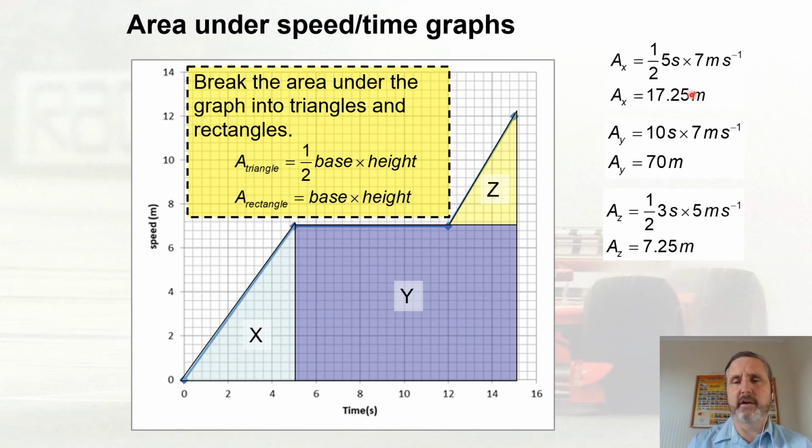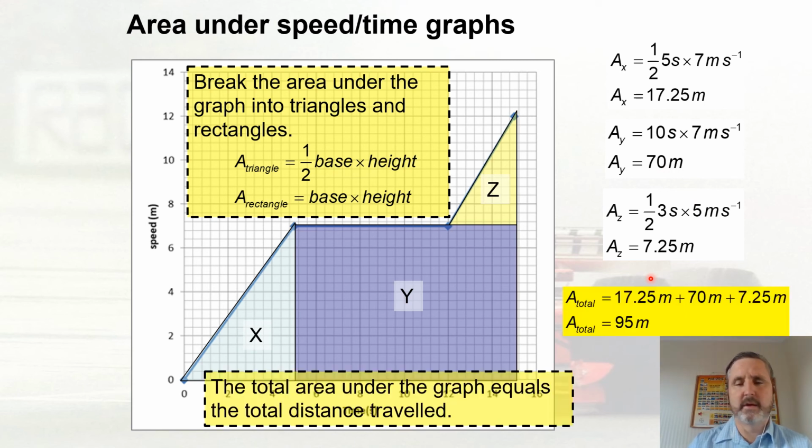So if I add the area from X, Y, and Z, let's do that. X, Y, and Z, we get a total area. And the total area under this graph is the total distance. Now the reason that works is because what we're actually calculating when we calculate the area is that the distance equals the time times the velocity. When we multiply time by velocity, we actually just get the distance. And this is how we calculate the area under a speed time graph.